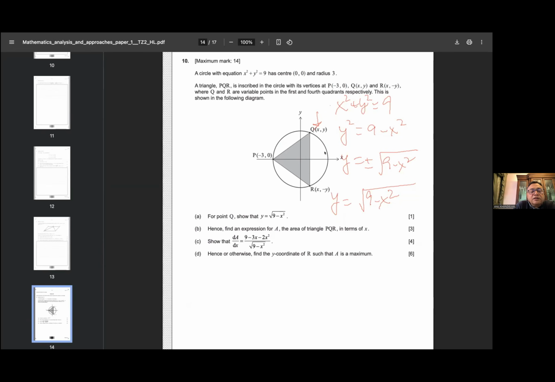That's correct. Hence, find the expression for the area. So y is going to be y here and minus y here, so minus of this value there, correct? Hence, find the expression A, the area of this triangle. So this value is x, and the height is 2y. Area is half base into height, right?